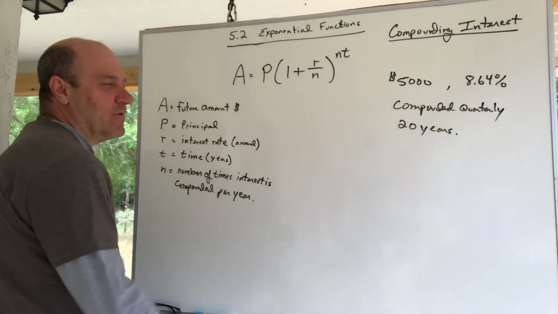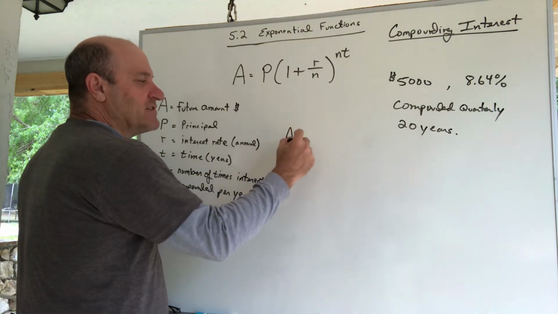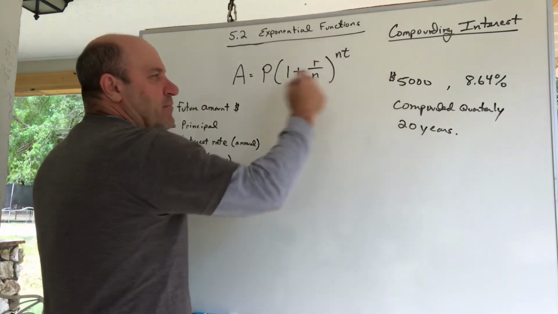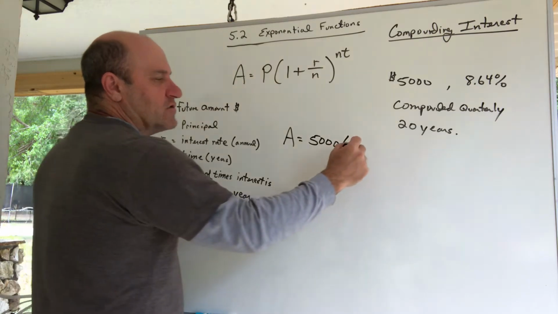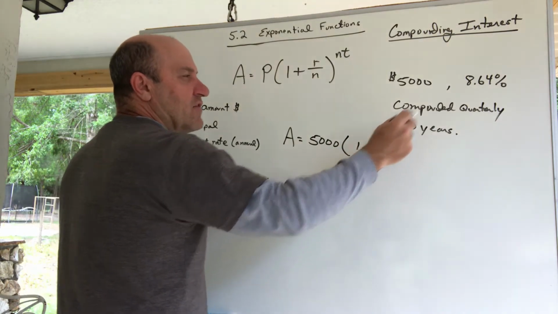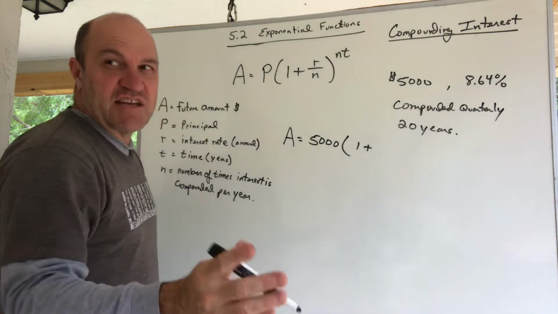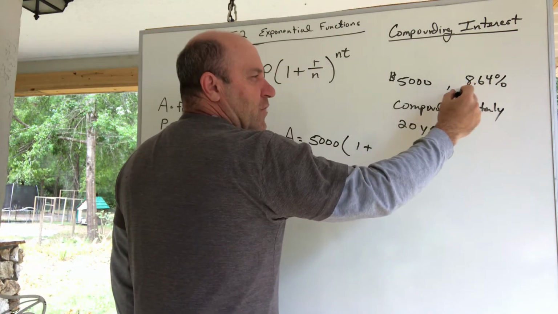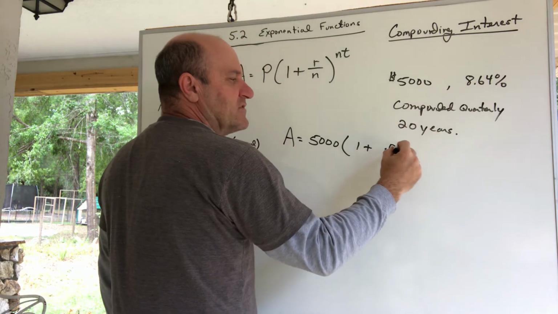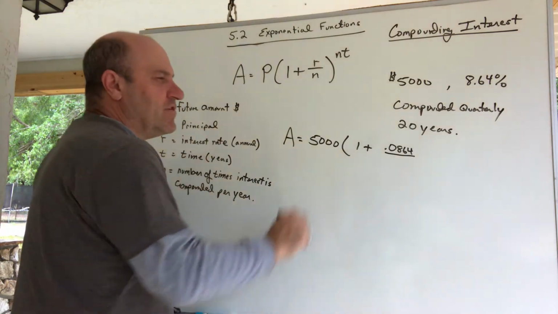So let's try it. It's definitely a calculator problem. I'm going to look for A, the future amount of money. The principal is $5,000. I plug that in there. Here goes 1 plus the r, the interest rate. When you use this formula, you have to make that percentage a decimal. Do you know how to do that? You move it over twice. That's 0.0864 divided by n. And what is n?